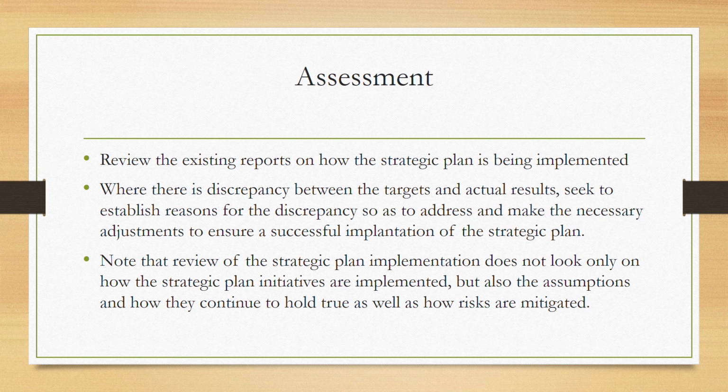The first place to start is to review existing monitoring reports, assuming that, of course, there is someone in charge of monitoring and evaluation who has been monitoring and reporting how the plan is being implemented. So you'd want to look at the discrepancies between the targets and the actual results and see what caused that discrepancy and what measures can be taken to ensure that the plan continues to be implemented smoothly.